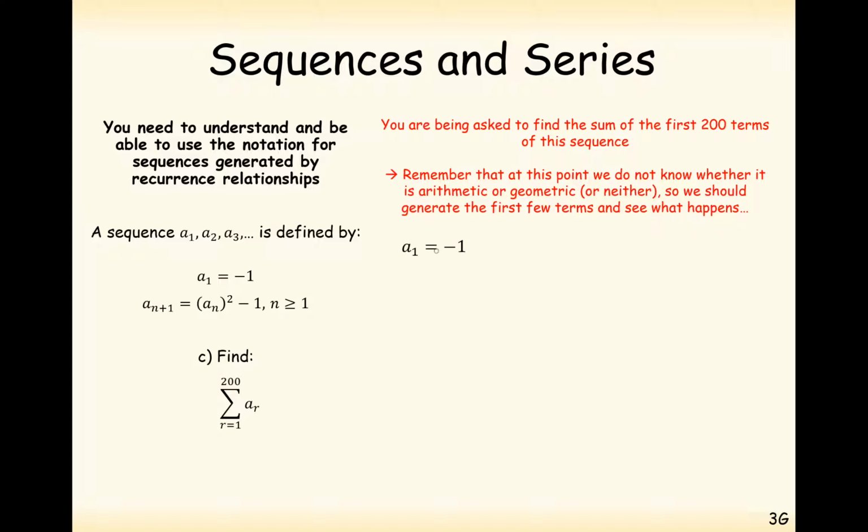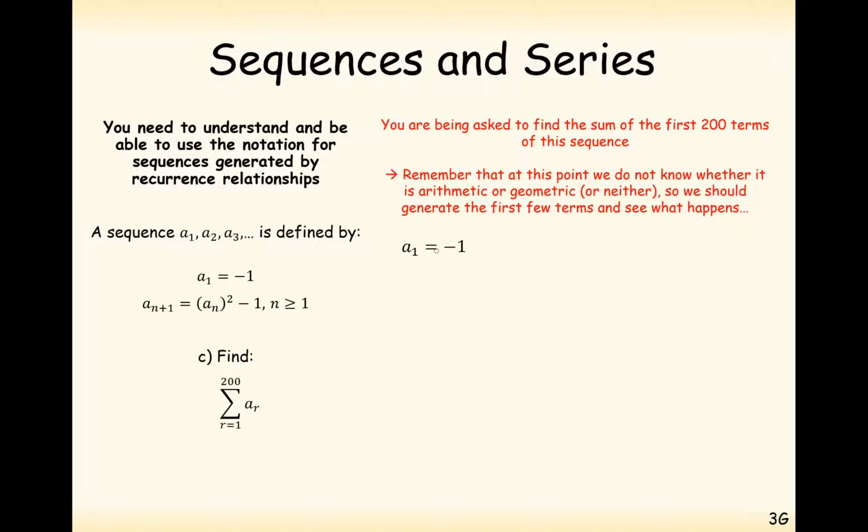So A1 is equal to minus 1. Let's work out A2 now. So square the minus 1 and minus 1. So that will give you 0. 0 squared is 0, and then we minus 1, so it's minus 1. Then for A4, we substitute in A3 into this formula here. So minus 1 squared is 1, minus 1 is 0. Okay, it looks like there's a bit of a pattern here. Now A5, I'm assuming, is going to be minus 1. And A6 will be 0.